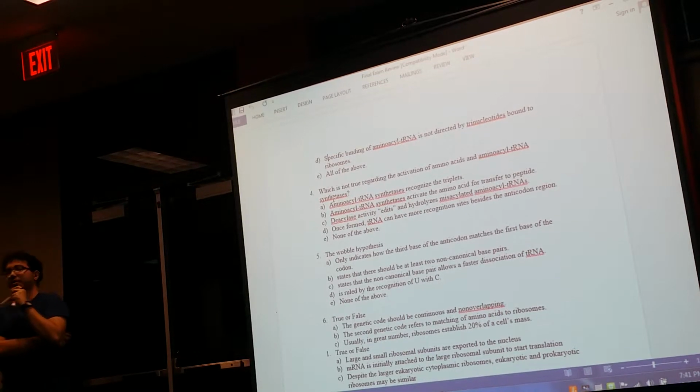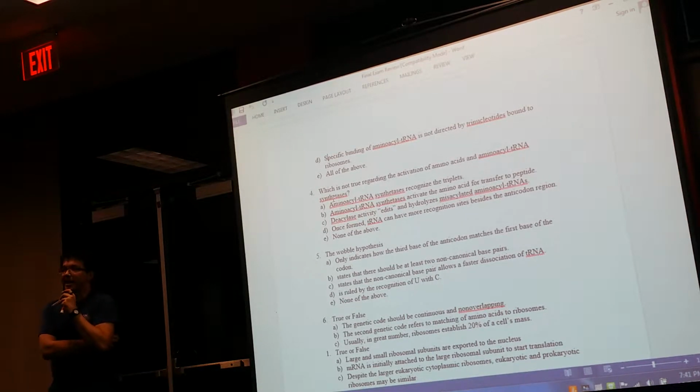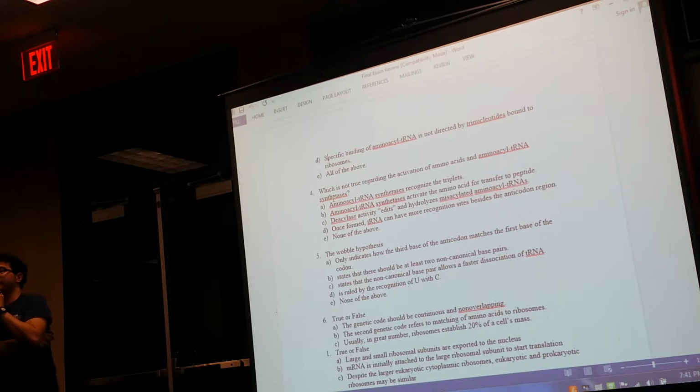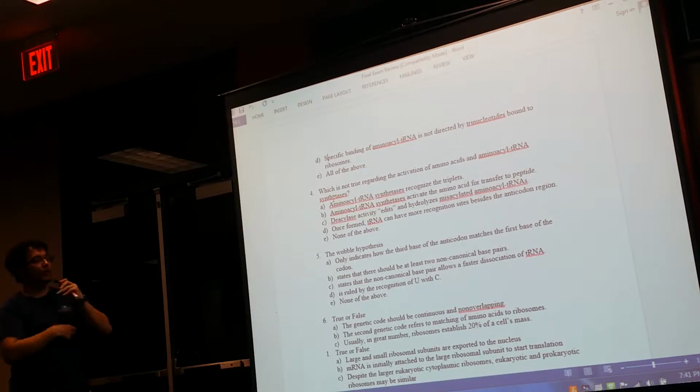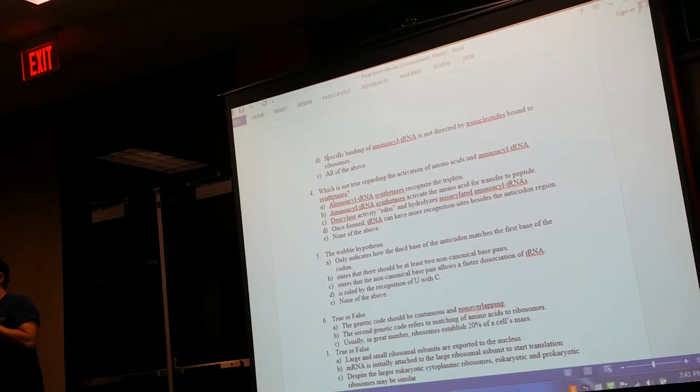The wobble hypothesis states that the non-canonical base pair allows a faster dissociation of tRNA. I think I forgot to mention this. One of the advantages of having the third base not binding as specifically is that the hydrogen bond between that position, between the codon and the anticodon, isn't as strong, which allows for a faster dissociation of the tRNA, which allows for faster translation, so that one's correct.